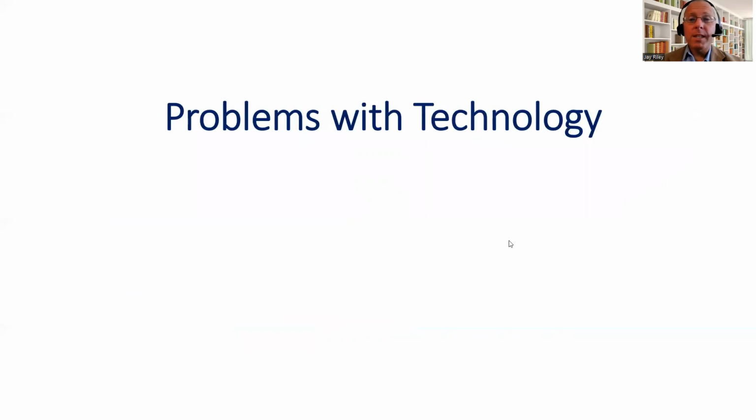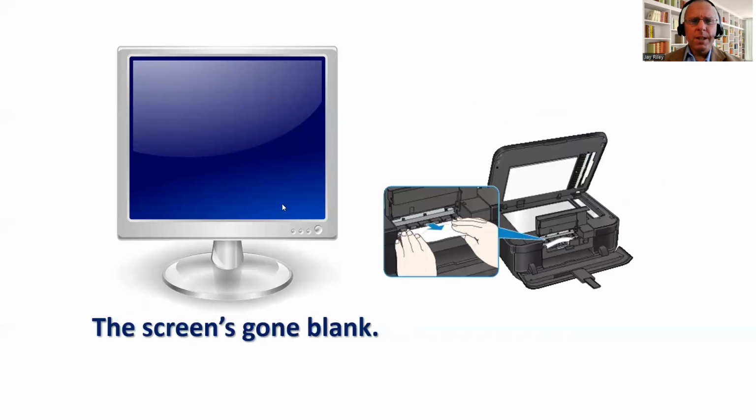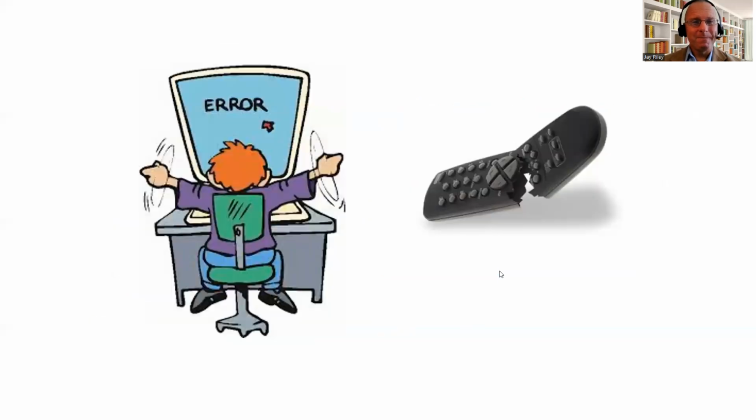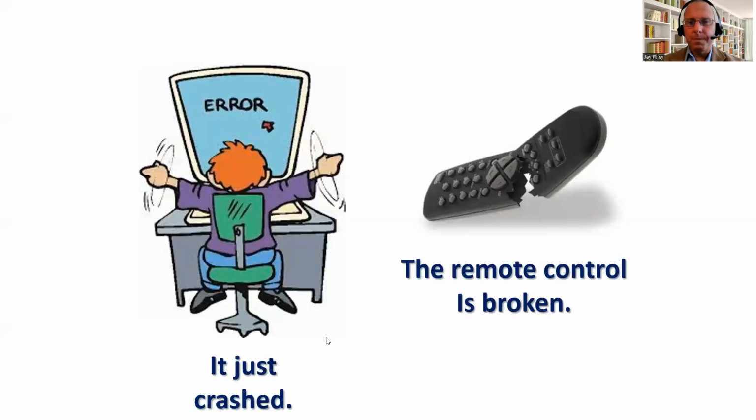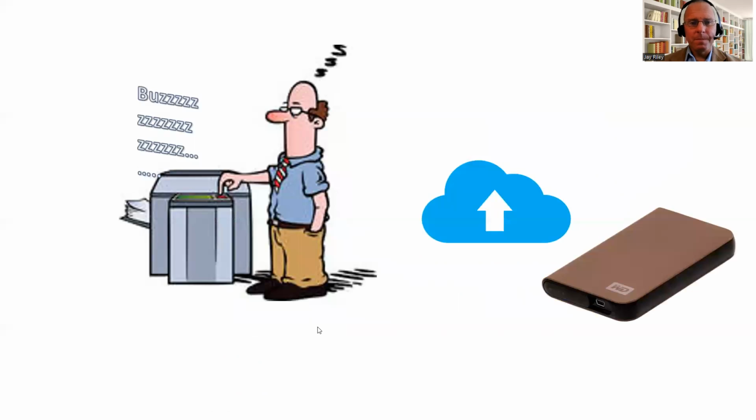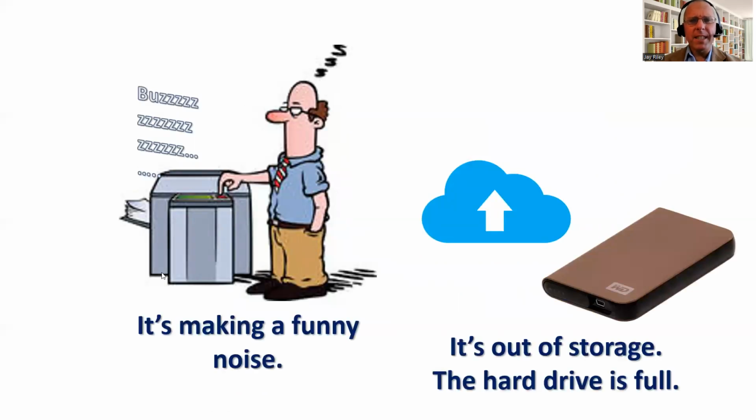And now let's talk about some problems that we might have with technology. The screen's gone blank, or the paper's jammed. This happens to me all the time with my printer. It just crashed. The remote control is broken. It's making a funny noise. Or I can say it's out of storage or the hard drive is full.